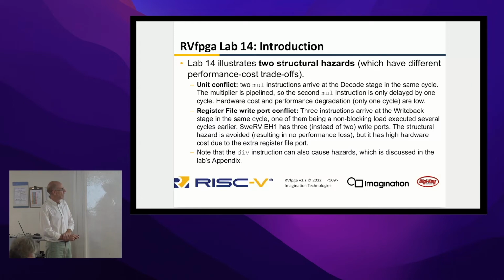First one is a unit conflict. When we have two instructions which arrive at the decode stage in the same cycle, the second one must wait because we only have one multiplier. Okay? So there's a structural hazard there, which is resolved by making the second instruction wait there and only execute in the following cycle. The multiplier is pipelined into 3 stages. So when the first mul instruction goes to the second stage, the second mul instruction can go to the first stage of the multiplier. Okay?